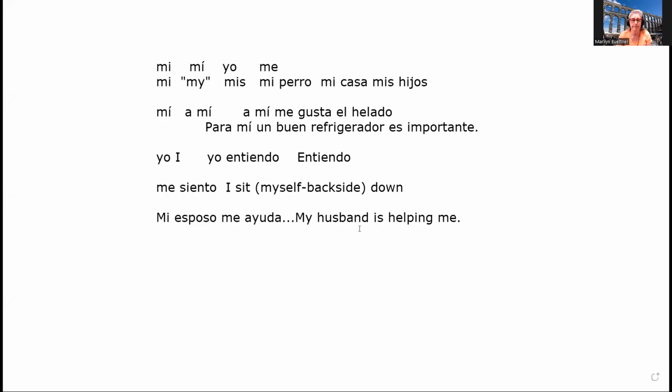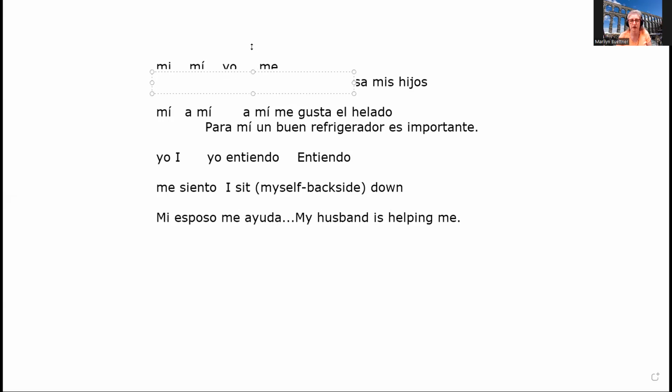But this me siento that you see on the screen is a reflexive, me siento, meaning I am not an usher who is seating people, showing me their ticket in the theater. That's sentar. But sentarse is to sit your own self, your own backside down. Okay, so many, many verbs, and you just have to know which ones they are from hearing lots of examples. Okay, you just have to know that they're reflexive.